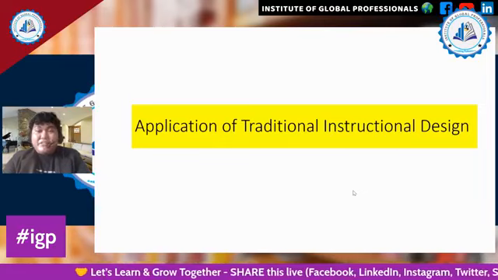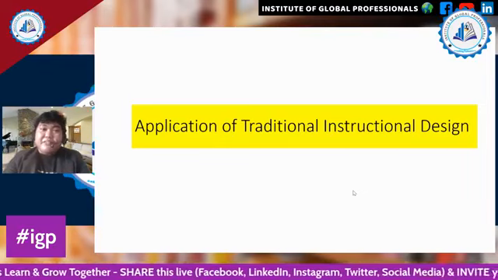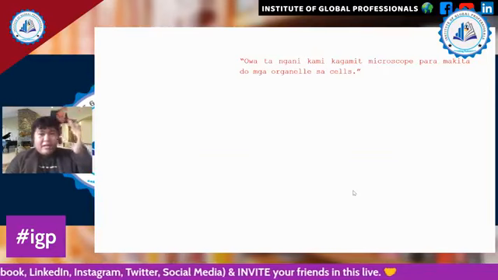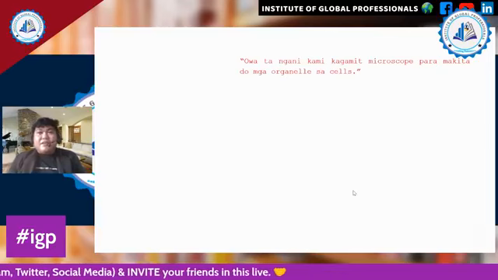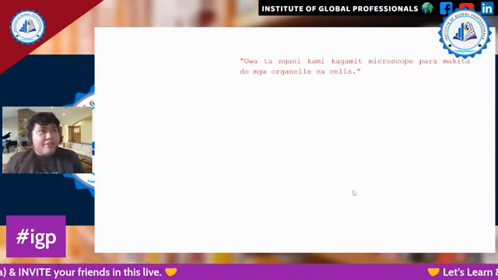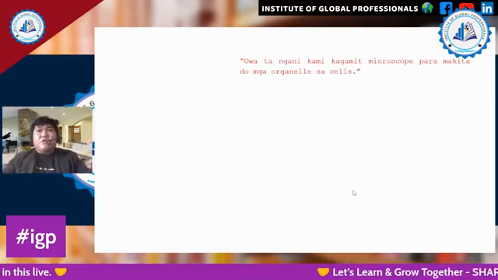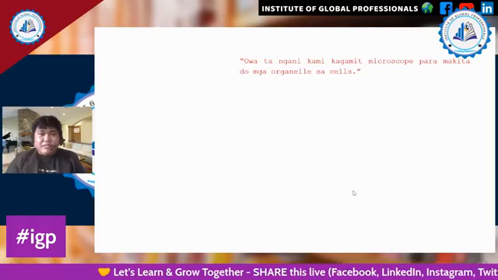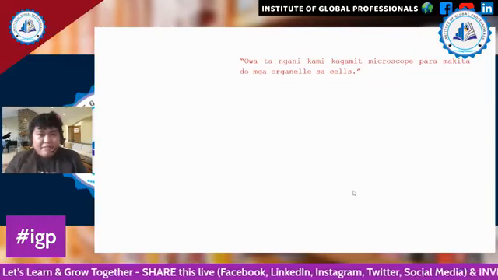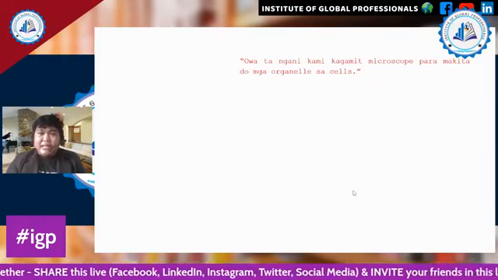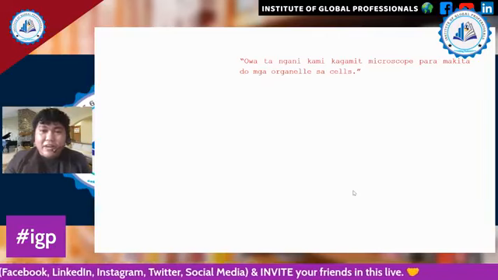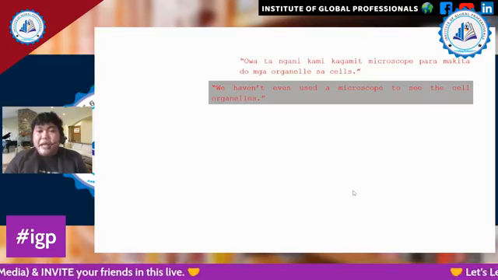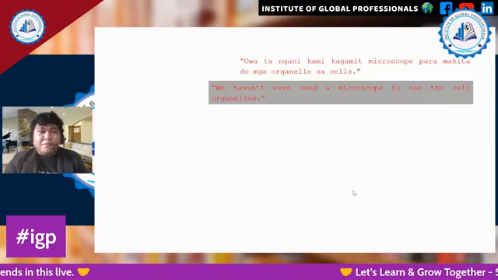Now, here are the applications of the traditional instructional design. Let's take, for example, the ADDIE model. For example, here in the Philippines, I tried to conduct a study regarding what would be the best instructional material to be used since a microscope is not available at home because of the pandemic. One student said, based on my gathered data from the analysis, "Wa tangani kami kagamit microscope para makita the mga organelles sa cells." This literally translates to, we haven't even used a microscope to see the cell organelles.